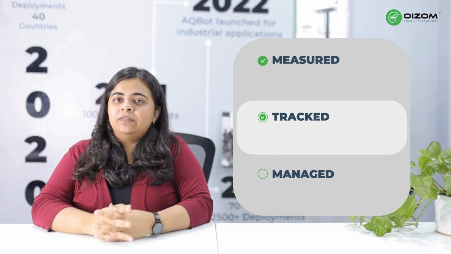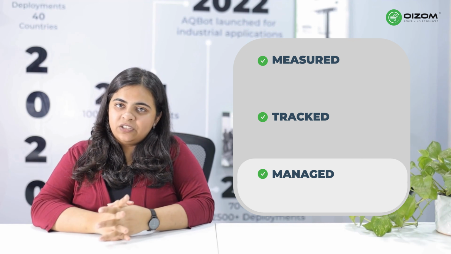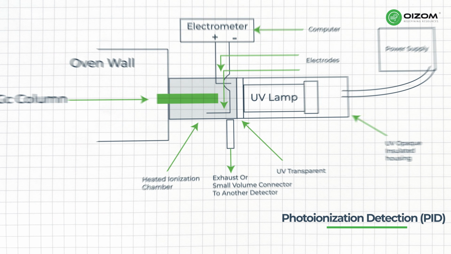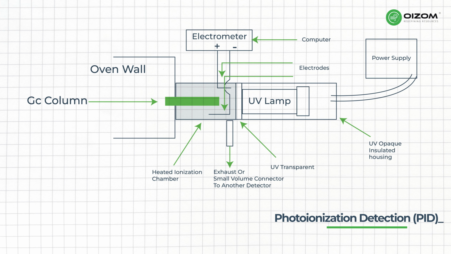TVOCs may not be visible, but they can be measured, tracked, and managed with the right technologies. There are 3 primary methods used: photoionization detection, PID. This method uses high energy UV light to ionize VOC molecules. The resulting electrical current is directly proportional to VOC concentration, enabling fast and reliable detection.